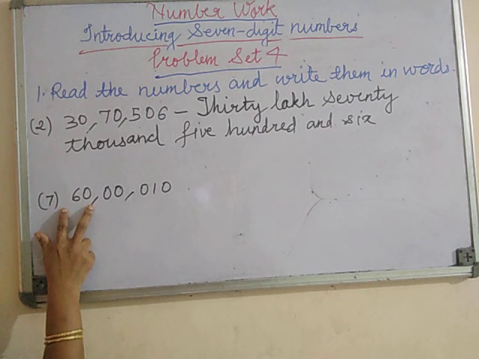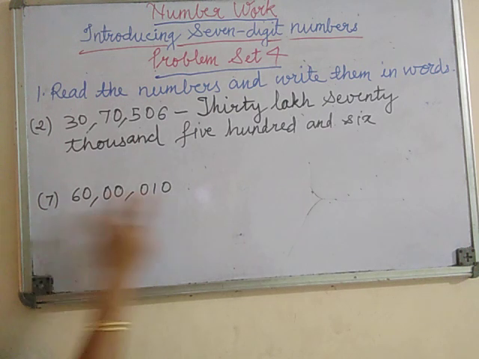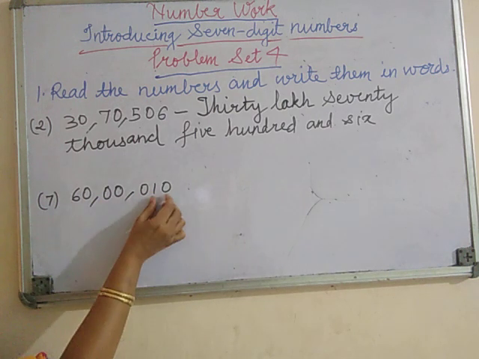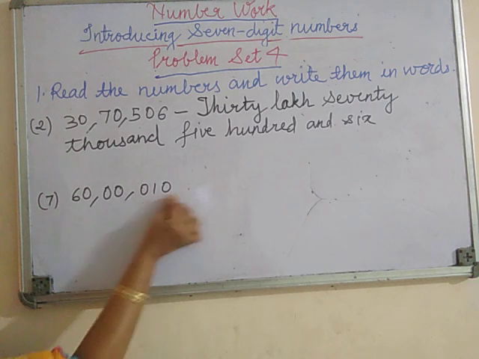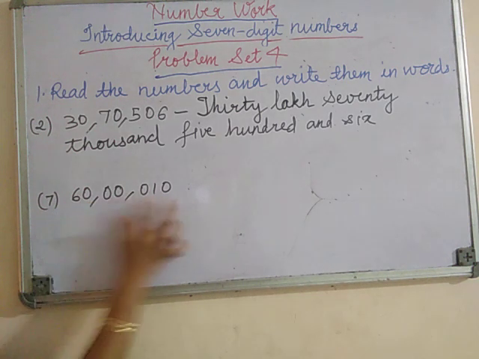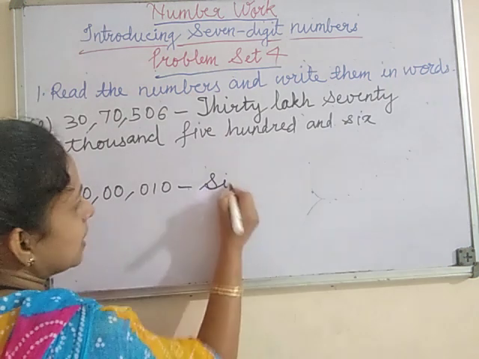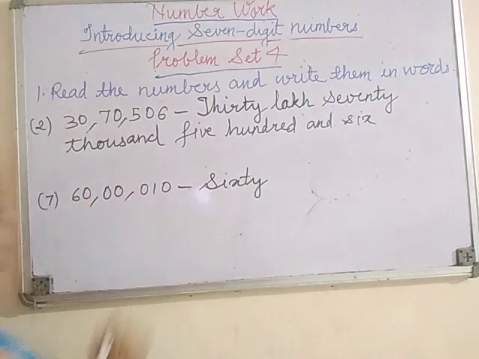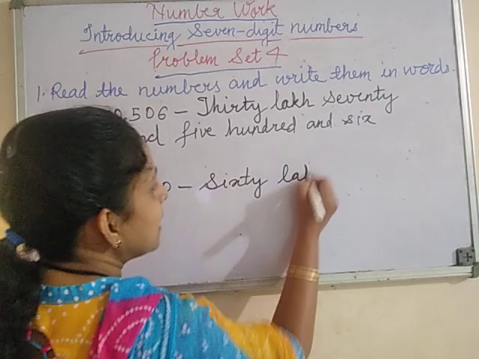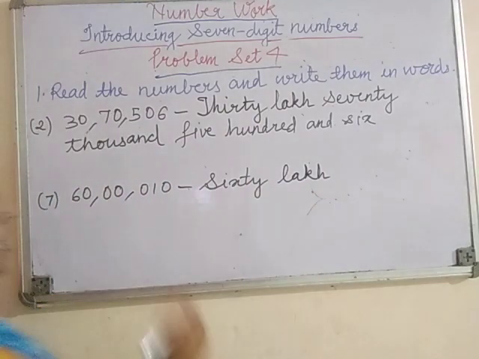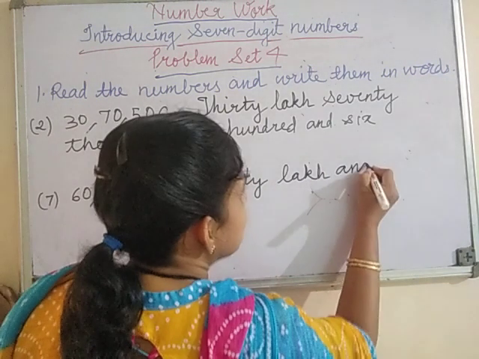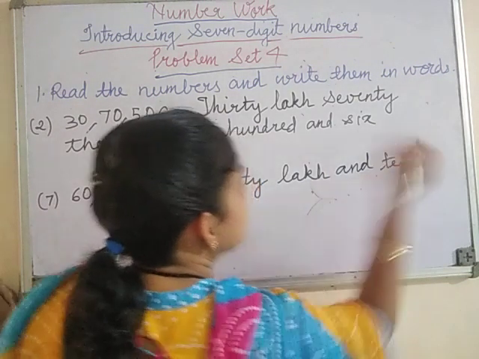You cannot read this as 60 lakh 10,000 or 60 lakh 1,000. Whatever the place name is, the same way you have to read it. So it will be 60 lakh 10. And how are you supposed to write it? You are supposed to write it this way: SIXTY 60 LAKH lakh. Okay. And 10. 60 lakh and 10. Fine, students.